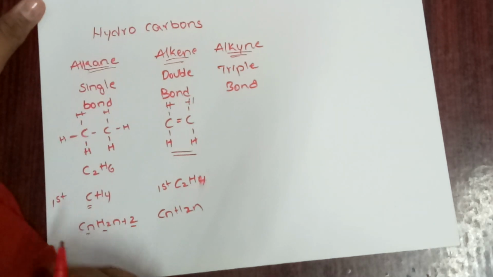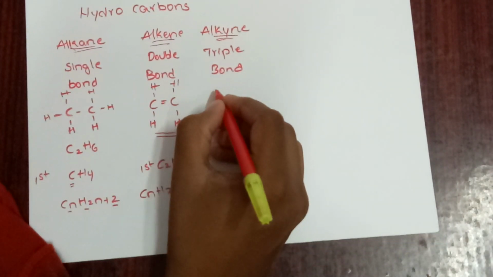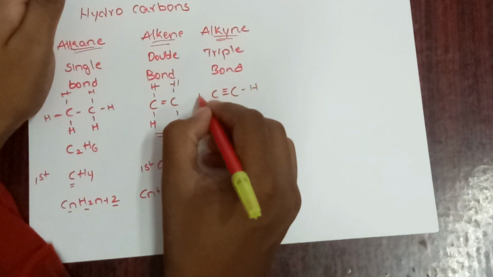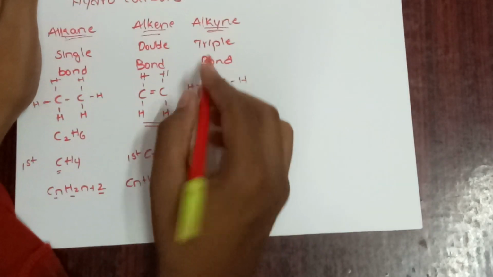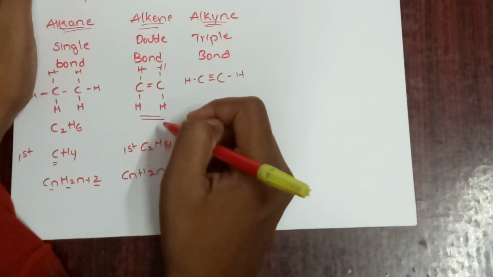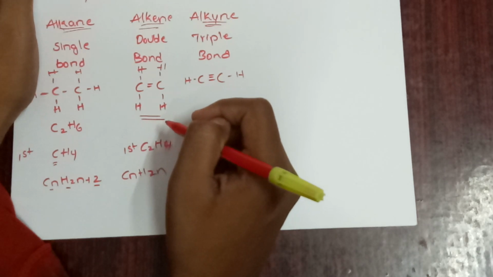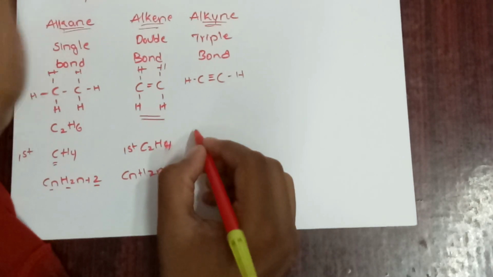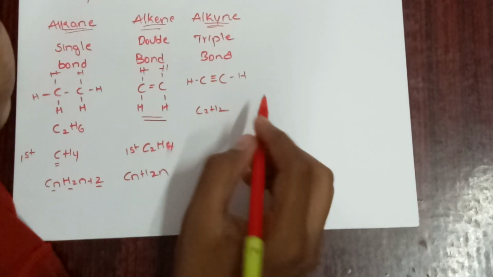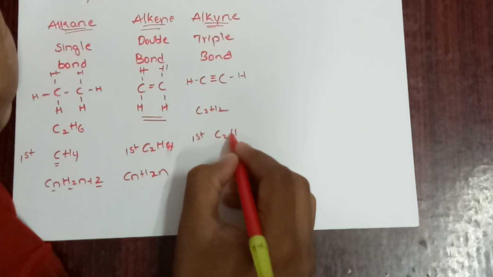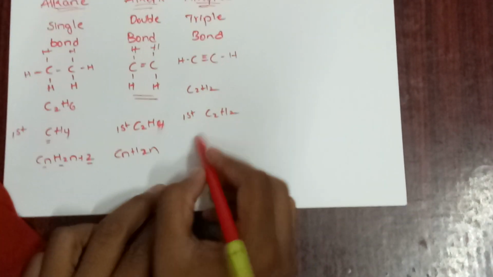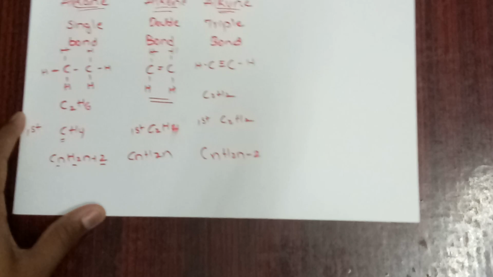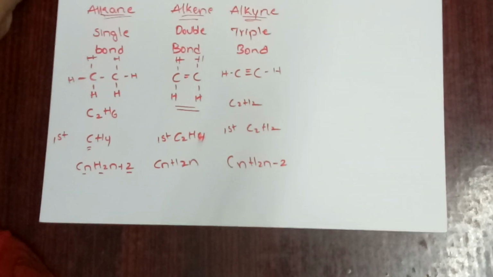Coming to alkyne, it contains triple bonds. Again the same situation: the triple bond will be considered only if it is between carbon atoms. So what's this formula? Yes, it's C2H2. The first compound is C2H2, and the general formula is CnH2n-2.